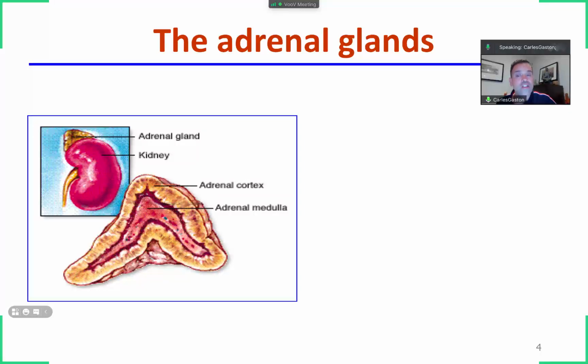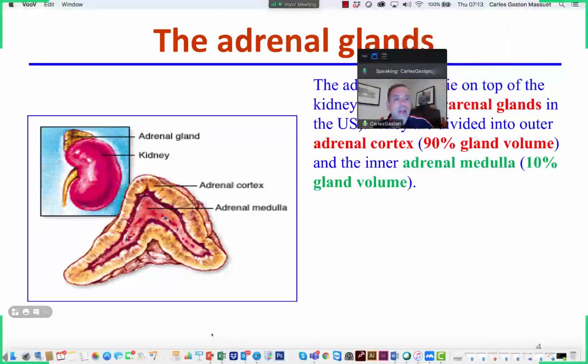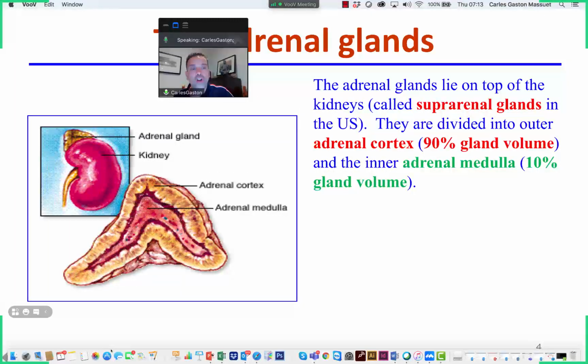The adrenal cortex comes from another different tissue. So anatomically, just to recap from yesterday, the adrenals lie on top of the kidney, and they are called suprarenal glands in the US. They are divided into the outer cortex, which forms 90% of the volume, and the inner adrenal medulla, which is here, which forms 10% of the volume.